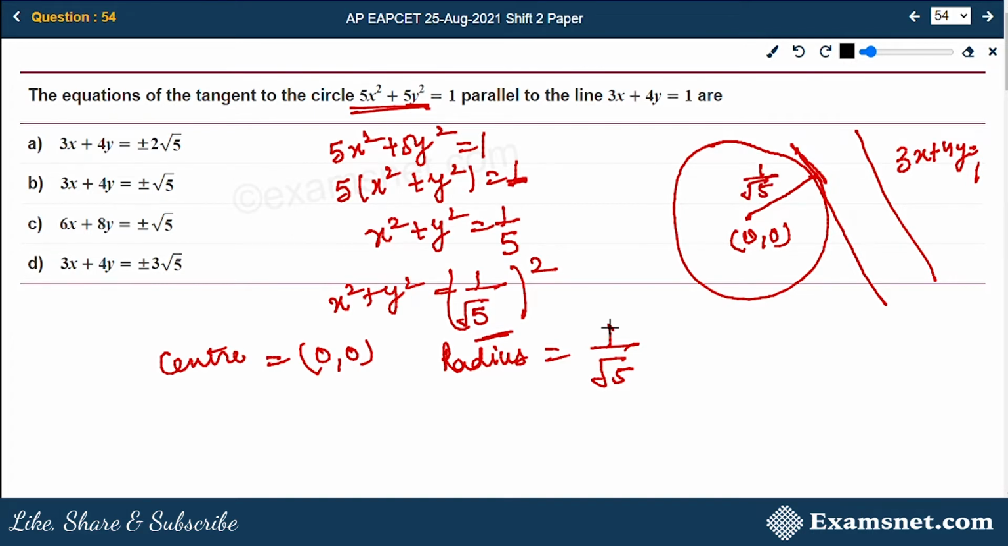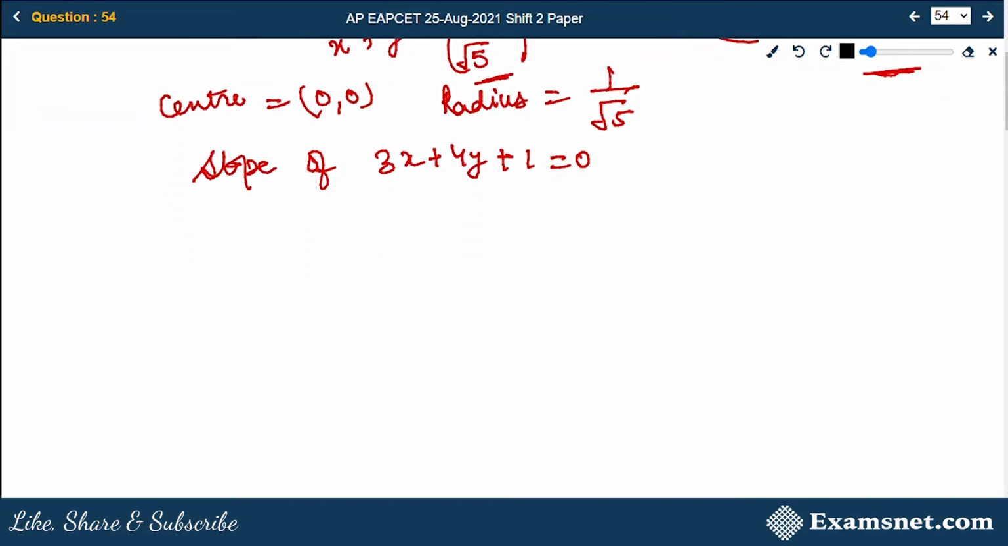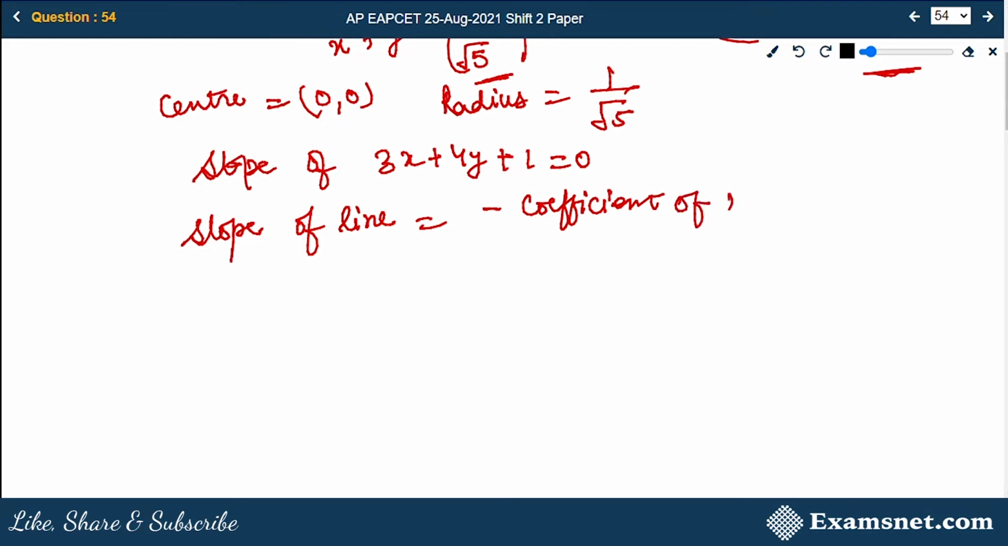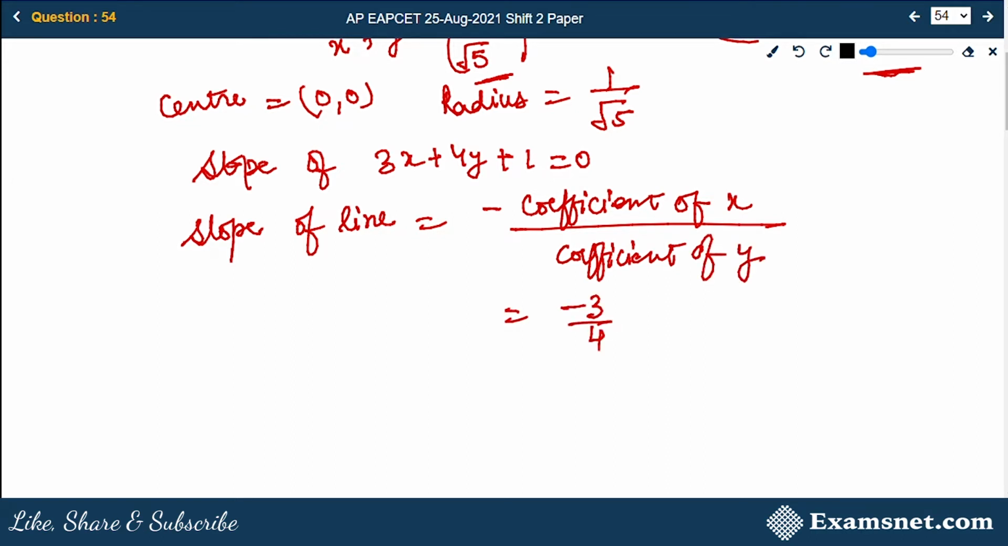Now it is given that this line is parallel to this line, therefore the slope of this line will be equal to the slope of this line. Slope of 3x plus 4y plus 1 is equal to 0. Slope is given by, you remember that formula? Slope of the line is given by minus coefficient of x upon coefficient of y, which makes it minus 3 by 4, right? So now we have the slope of the line.